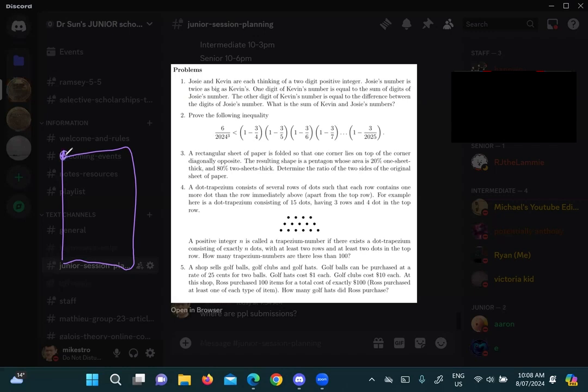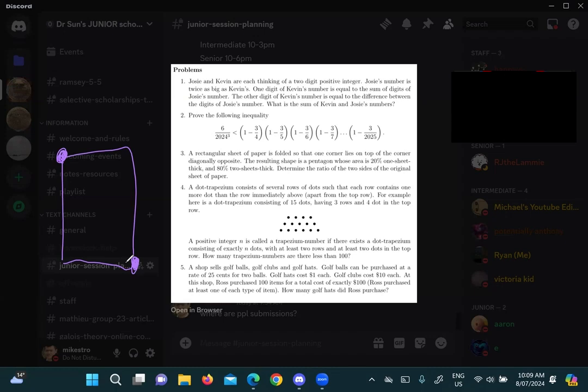So this corner lies here. Is that what we're doing? Okay, yeah. The resulting shape is a pentagon. Okay, so this is the first step. We're trying to understand the problem.